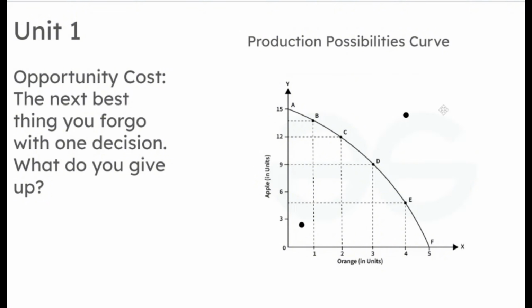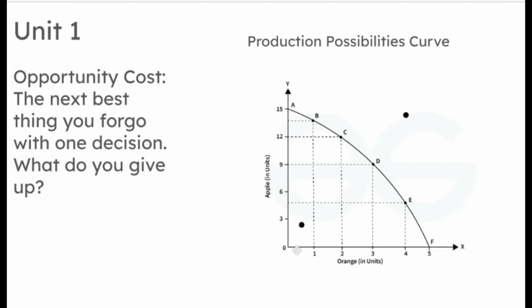It is producing outside your possible ranges. So this is unattainable unless you get better technology to make more oranges or more apples more efficiently, and that would cause the curve to move out as well. So let's look at opportunity costs of this.